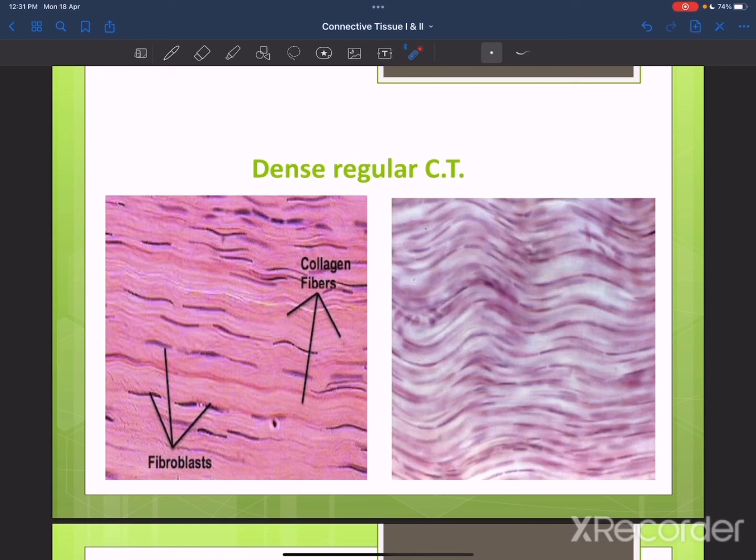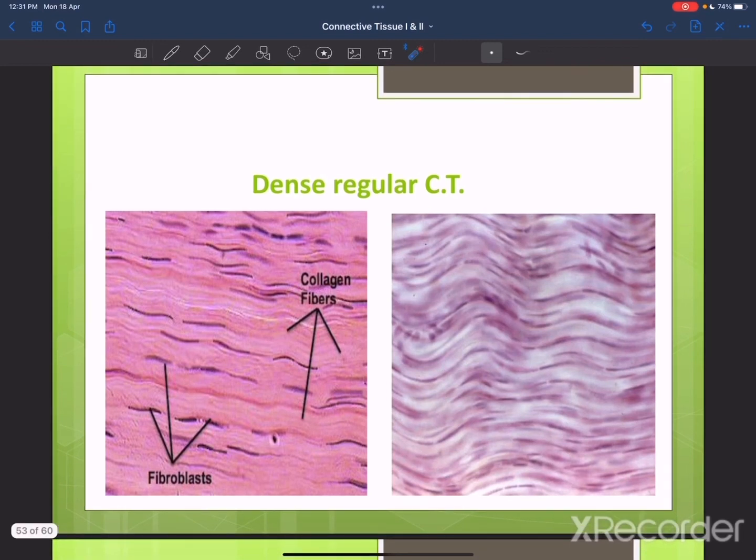However, always look at the compact ground substance and the nuclei, which look like filling between bundles of collagen fibers or elastic fibers. You can see the nuclei and the collagen.